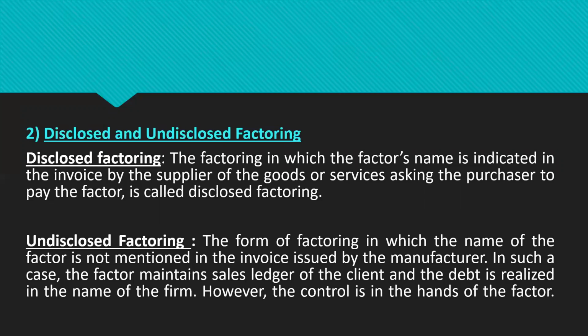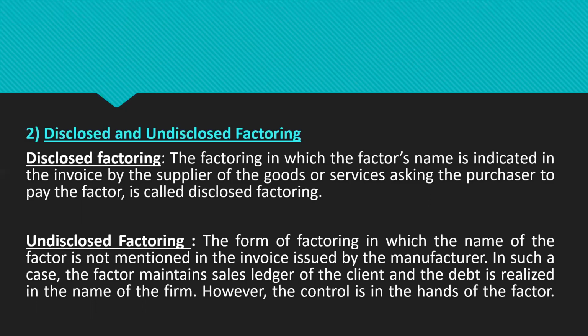Under undisclosed factoring, the existence of a factor is not informed to the customer. The factor will be collecting the amounts in the name of the client himself. The name of the factor is not revealed to the customer. So in this form of factoring, the name of the factor is not mentioned in the invoice issued by the manufacturer. In such a case, the factor maintains a sales ledger of the client and the debt is realized in the name of the firm or the client.